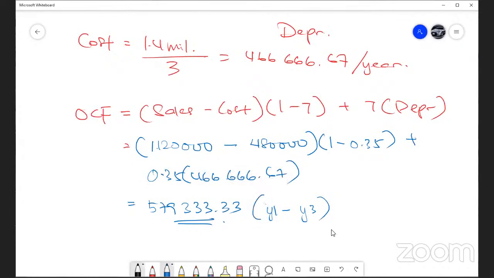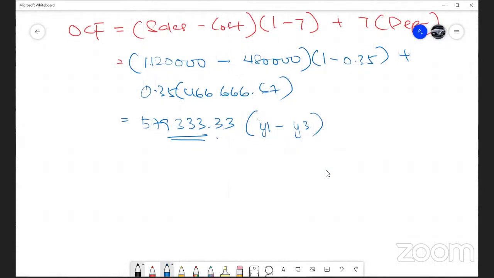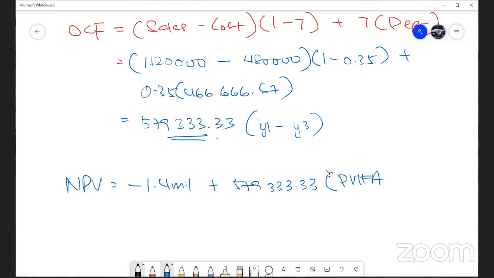Okay, year 1 to year 3. So if you put in the timeline, year 1 is 579,333, year 2 until year 3. And then initially in year 0 is a sunk cost of $1.4 million. So your NPV should be negative 1.4 million plus 579,333.33, using PVIFA because it's repeating, for 12%, 3 years.